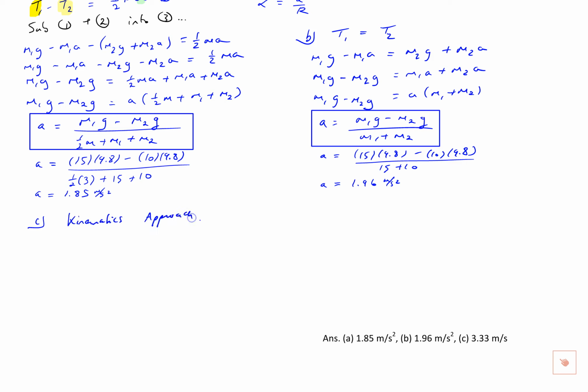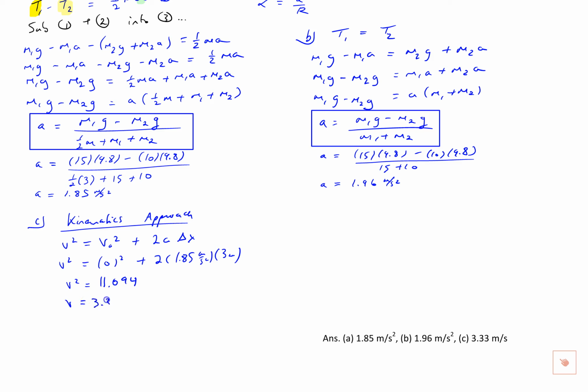You could just simply use v squared equals v initial squared plus 2a delta x. So the final speed squared would be equal to the initial speed, which is 0, plus 2 times the acceleration, which we got as 1.85 meters per second squared, times a distance of 3 meters. V squared would be equal to 11.094, etc. So if you take the square root of that, you'll get an answer of 3.33 meters per second.